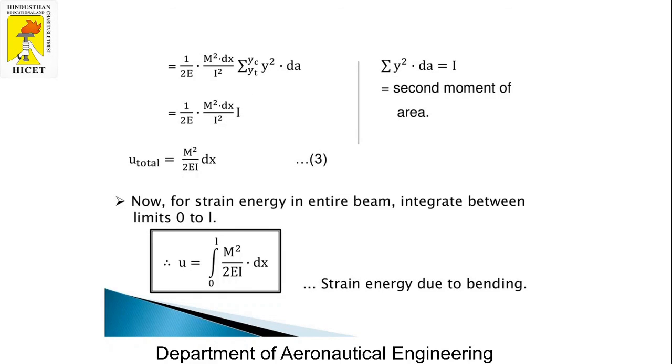Considering that the summation of y square into dA is the second moment of area, the total strain energy can be written as M square by 2EI into dx. Now for strain energy in the entire beam, integrate between limits 0 to L. So the strain energy U is equal to the integral from 0 to L of M square by 2EI into dx. This is the strain energy due to bending.